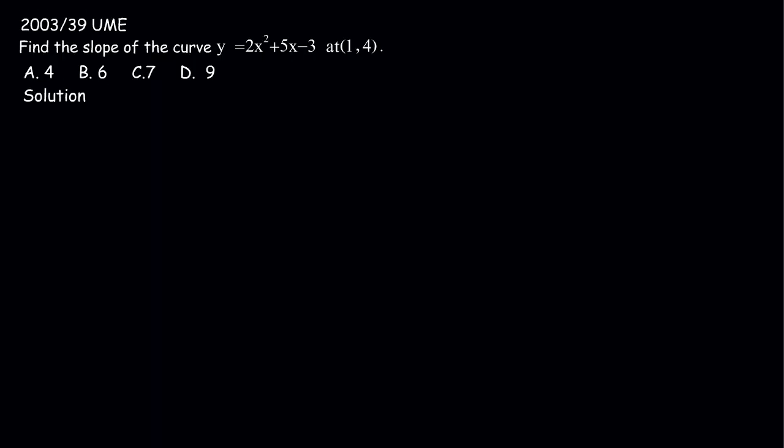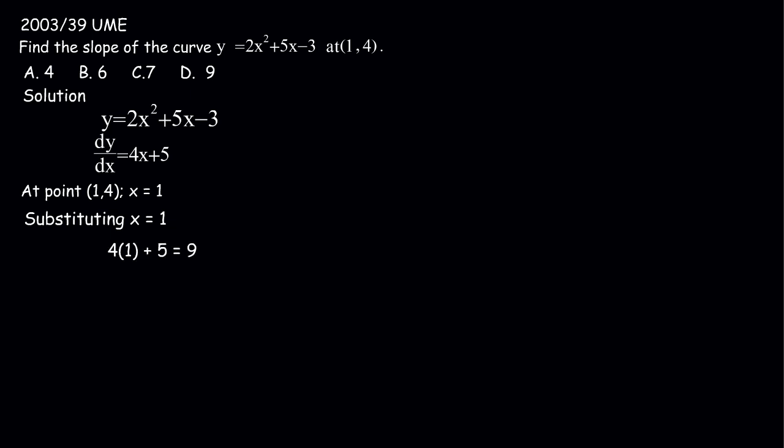We have another example from UMA that states: find the slope of the curve y equals 2x squared plus 5x minus 3 at the coordinates 1 and 4, and we are given the options. Now the first thing we are going to do is write down our equation, y equals 2x squared plus 5x minus 3, and to get our slope, which is our dy over dx, we are going to differentiate the equation. Doing so, dy over dx will be equal to 4x plus 5, and at the point 1 and 4, x is equal to 1. Now the next thing is to substitute x equals 1. Doing so, it becomes 4(1) plus 5 equals 9.